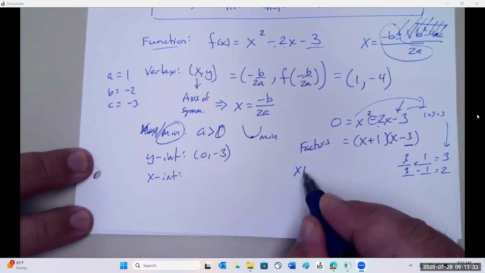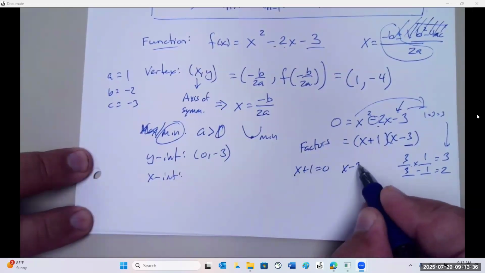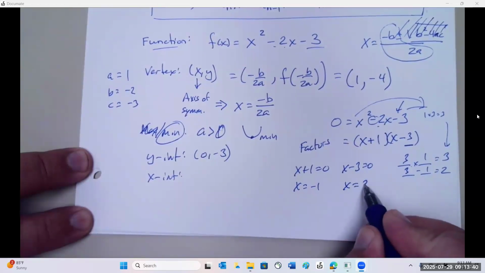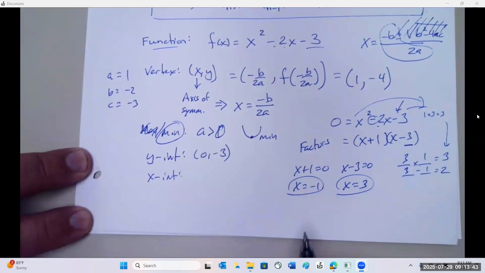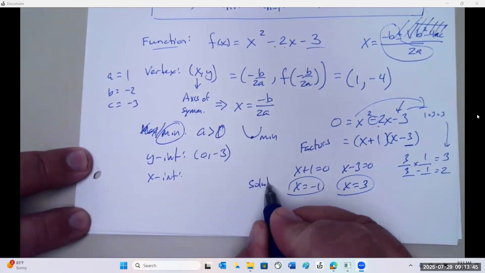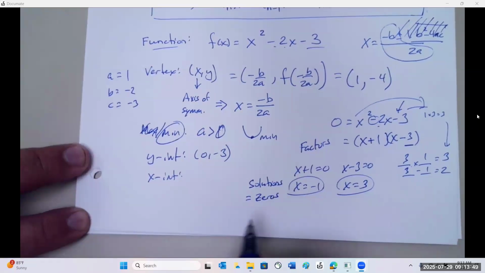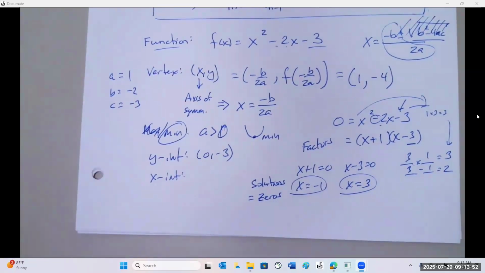I set them equal to 0, and I get my answers. Those are my solutions. They're also called my zeros. Why are they called zeros? Not when x equals 0. That's when what equals 0.